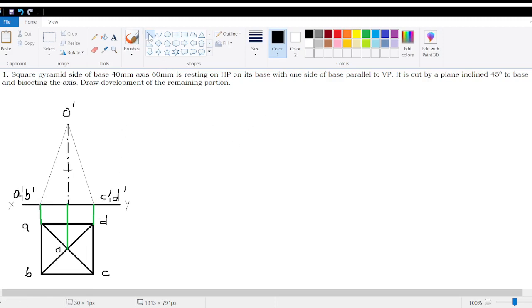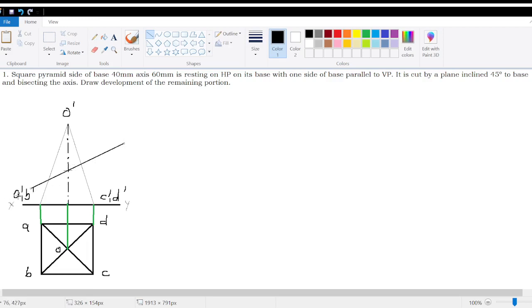So the cutting plane is drawn as a long line, short line, long line, short line. That is the syntax for the cutting plane. So this cutting plane is at an angle of 45 degrees to the base. So the cutting plane should go through the midpoint and it should make an angle of 45 degrees to the base. So here this angle is 45 degrees.